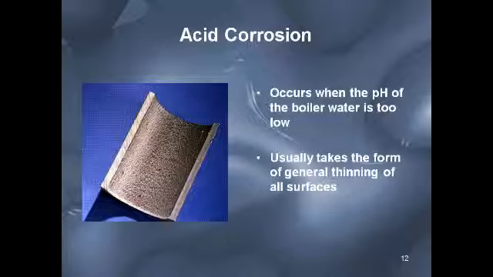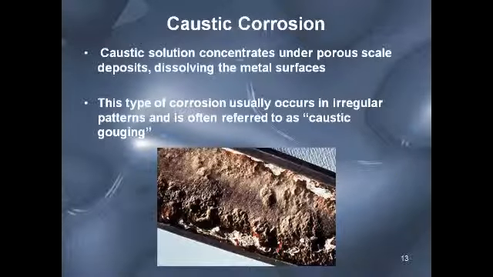Caustic corrosion is the next type I would like to talk about, and it develops when scale deposits of a porous nature allow boiler water to permeate them, causing a continuous buildup of boiler water solids between the metal and the deposits. This caustic concentration in these trapped areas can reach extremely high levels, even up to 10,000 parts per million or more. This caustic solution dissolves the metal, and it usually occurs in irregular patterns. It's often referred to as caustic gouging.